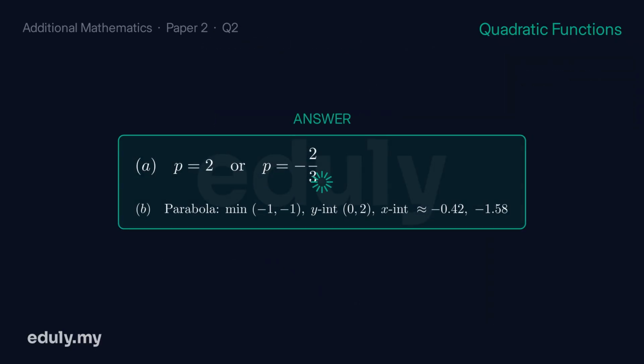Final answers. For part A, p is 2 or -2 over 3. For part B, an upward parabola with lowest point -1, -1, y-intercept 0, 2, and x-intercepts near negative 0.42 and negative 1.58.